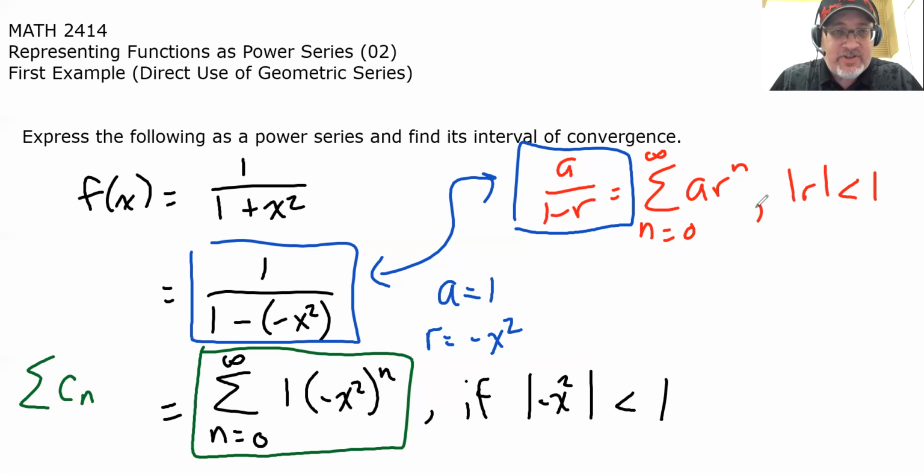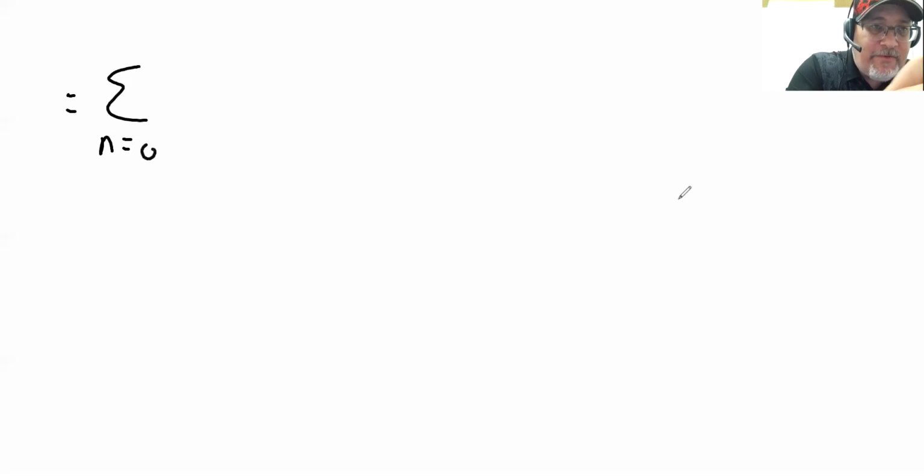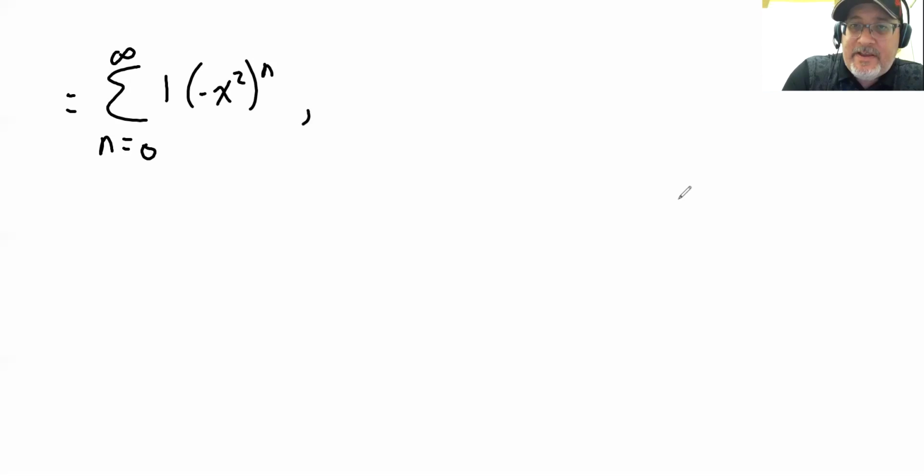So let's take both of these over to the next page and see if we can address both of those issues. Our current sum is the sum from n equals 0 to infinity of 1 times negative x squared all to the nth power. And the interval is going to come from solving the inequality. Let's put it over here. Negative absolute value of x squared is less than 1.